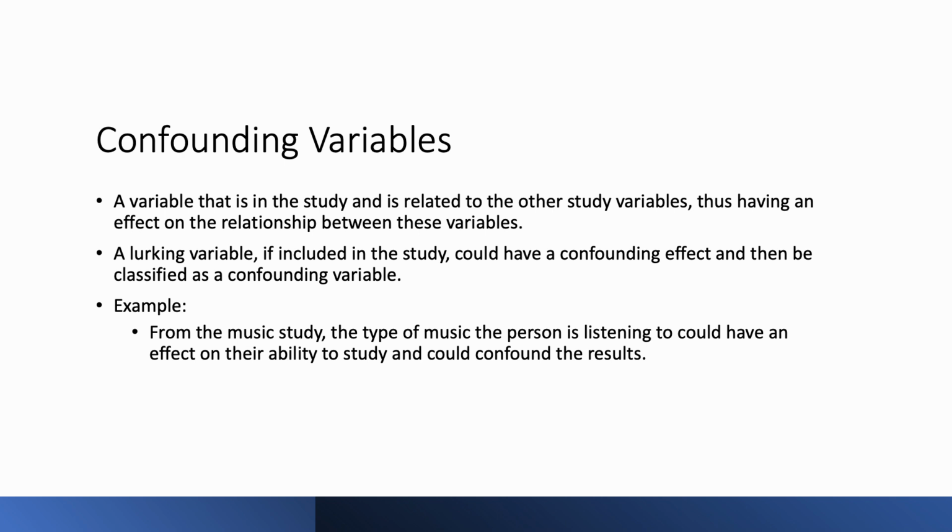So it's still having a confounding effect. So a more concrete example of a confounding variable is the type of music that we're asking people to listen to. That could confound the results. So we have this study where we've got people in one room with no music, people in another room, they get to listen to music. But what type of music are they listening to? That could have a big impact on their ability to learn.